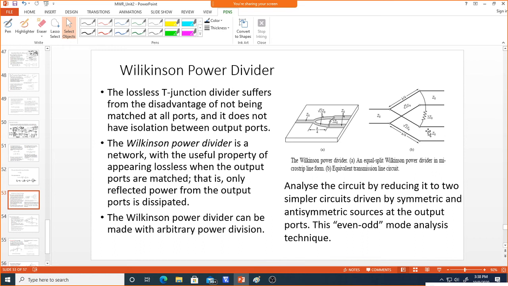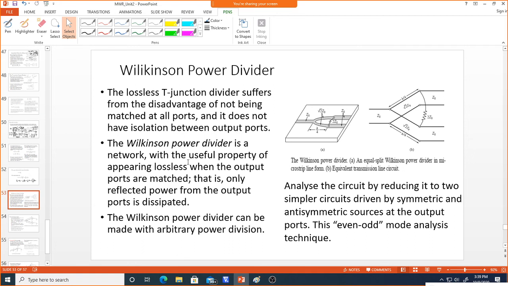Instead, the reflection which comes at port 2 or port 3 will be dissipated in this resistor. This is the resistor connected at the output ports, between port 2 and port 3. It serves the purpose that if any mismatch happens between port 2 and port 3, that reflected power will be dissipated in this resistor. So that's why this Wilkinson power divider is very useful in power division.